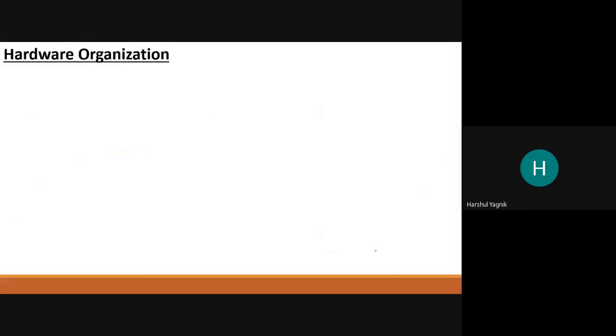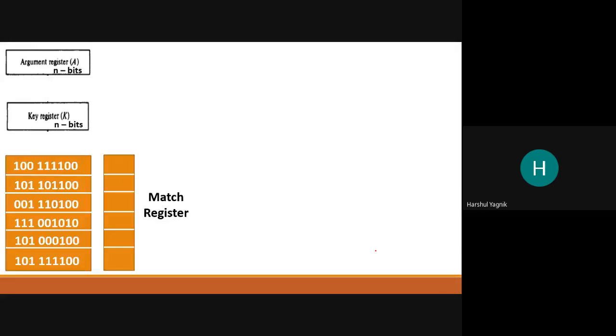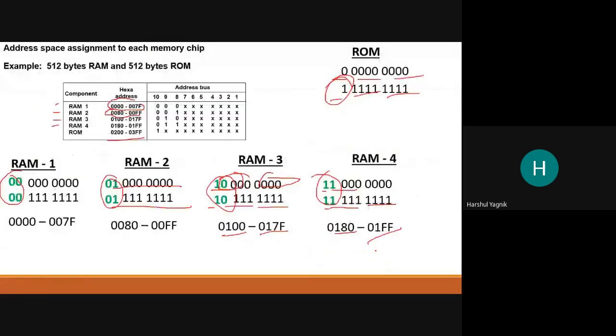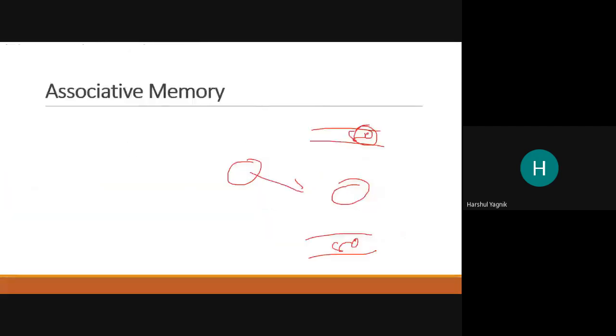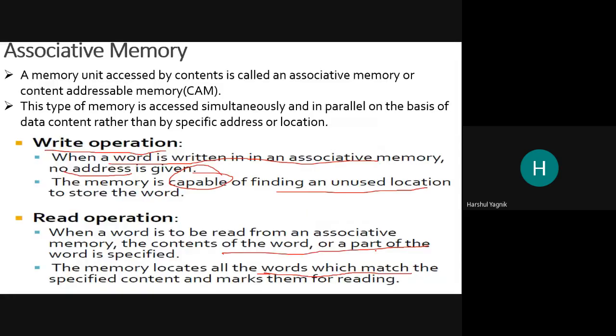Now let us see the hardware organization for this. Okay, this hardware organization we will discuss in our next lecture. So far today we have discussed types of memory, memory hierarchy, and the last topic discussed is associative memory, an introduction to associative memory.